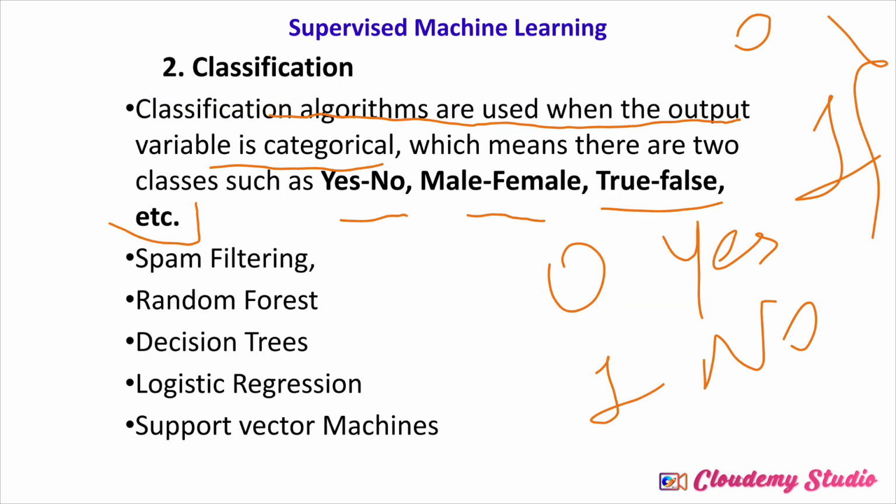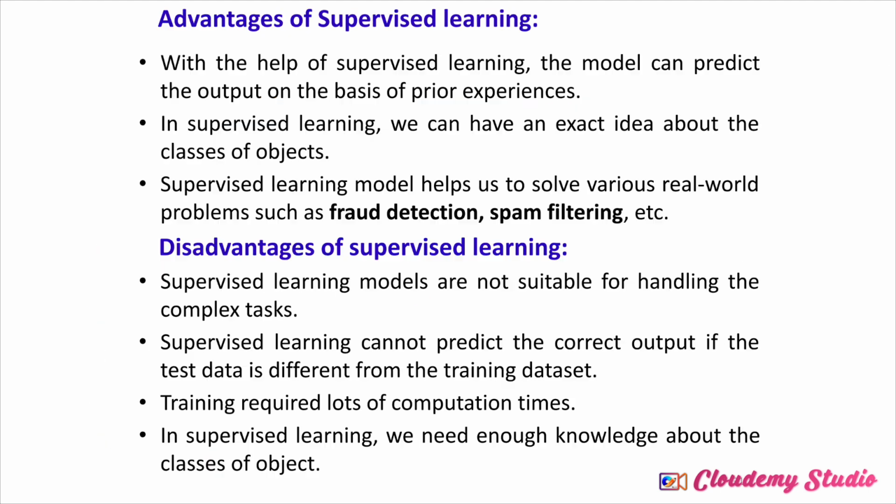So here there are some applications of classification like spam filtering, random forest, decision tree. To take a decision we use the decision tree. Logistic regression is one of the algorithms where we use classification. And last is the support vector machine. So these are four to five algorithms of classification.